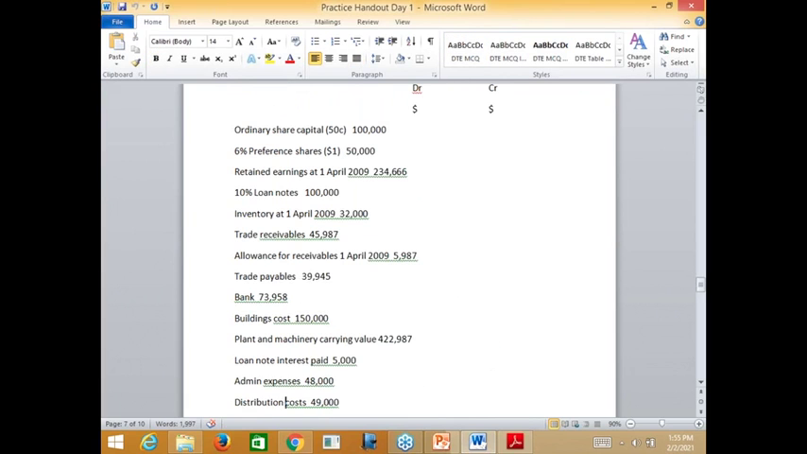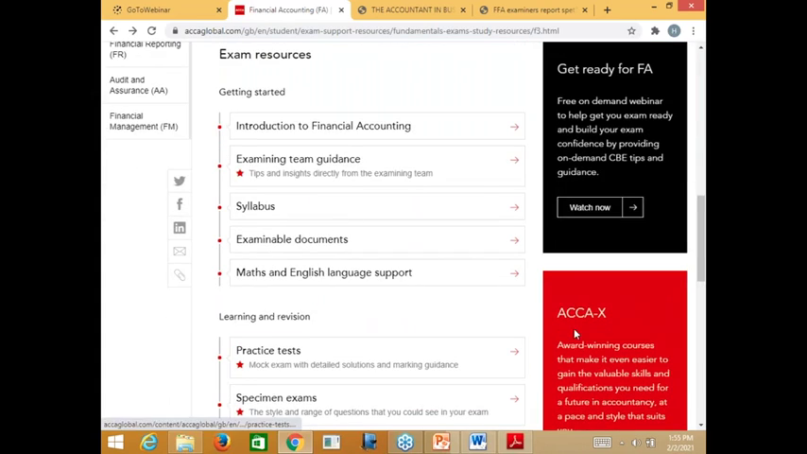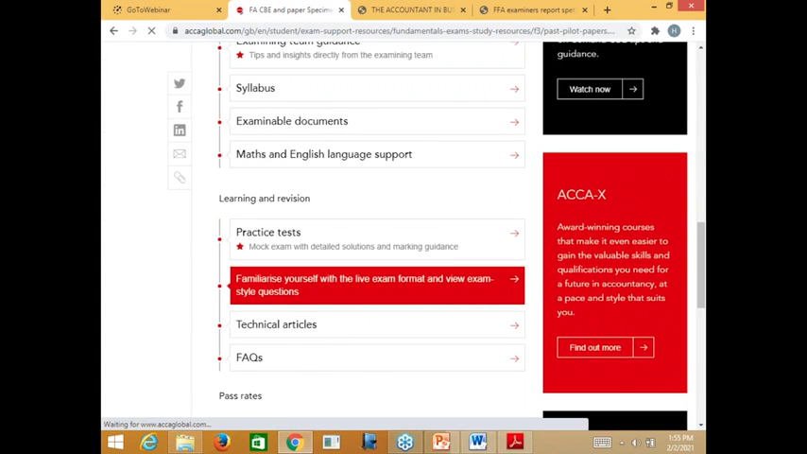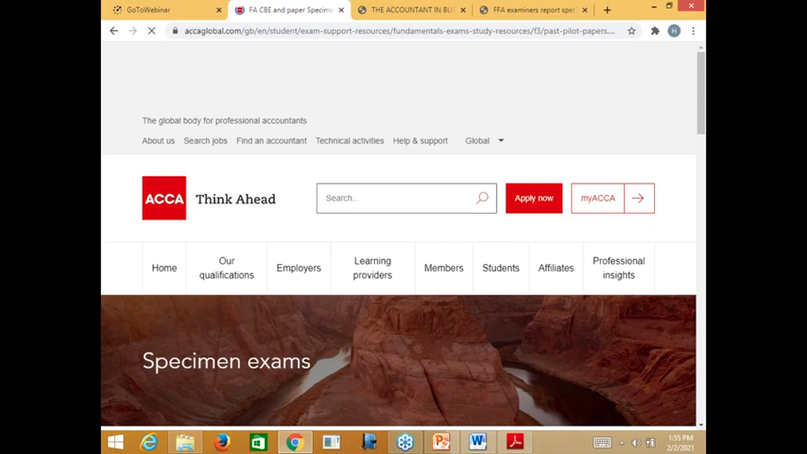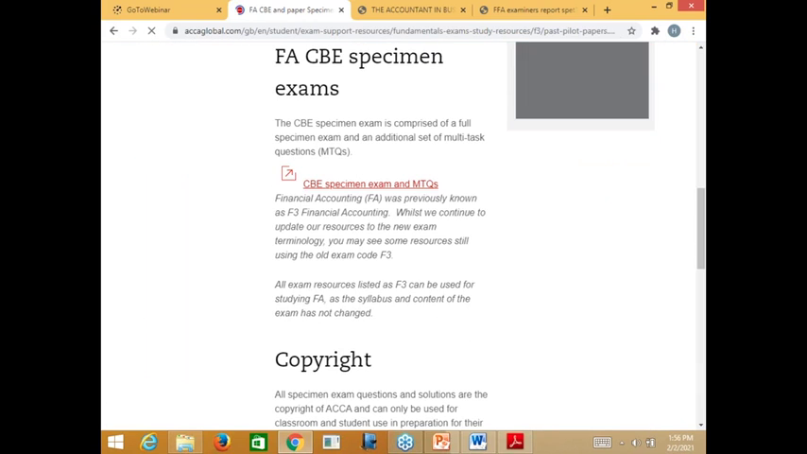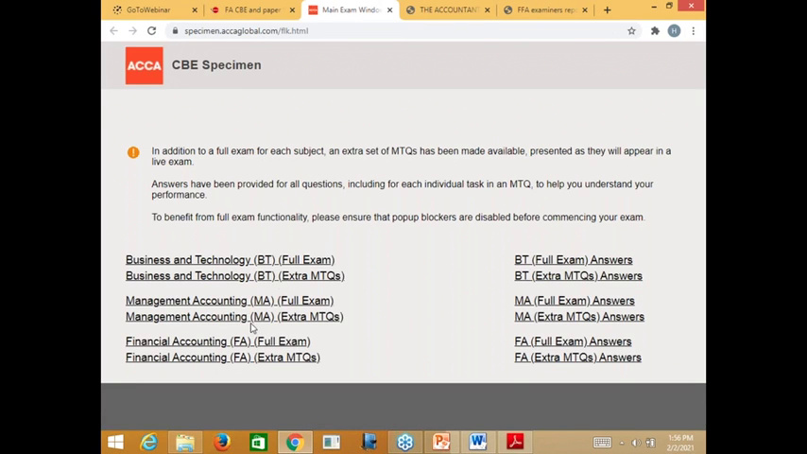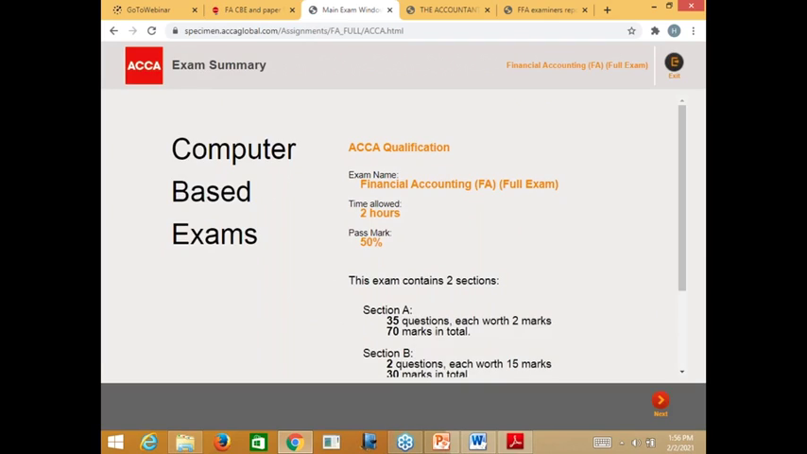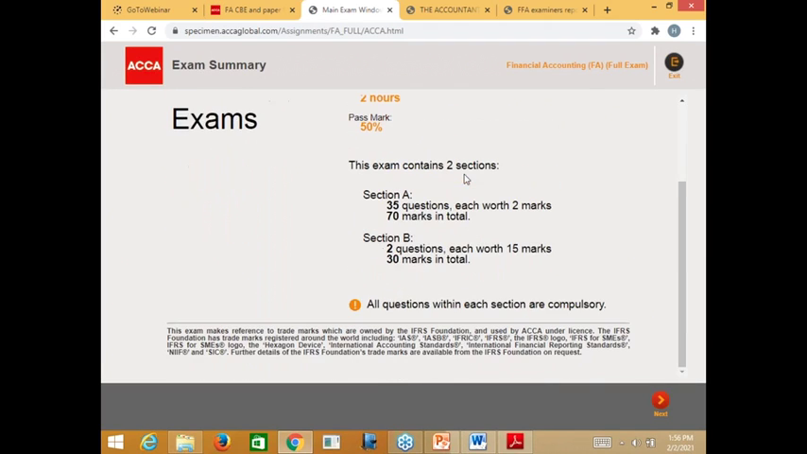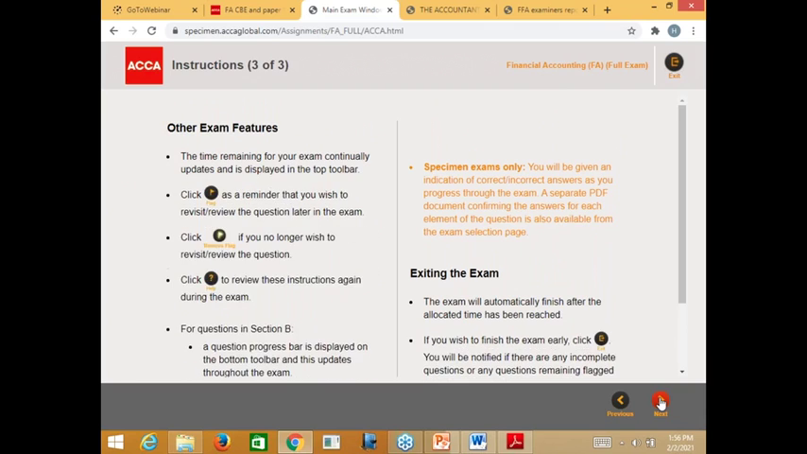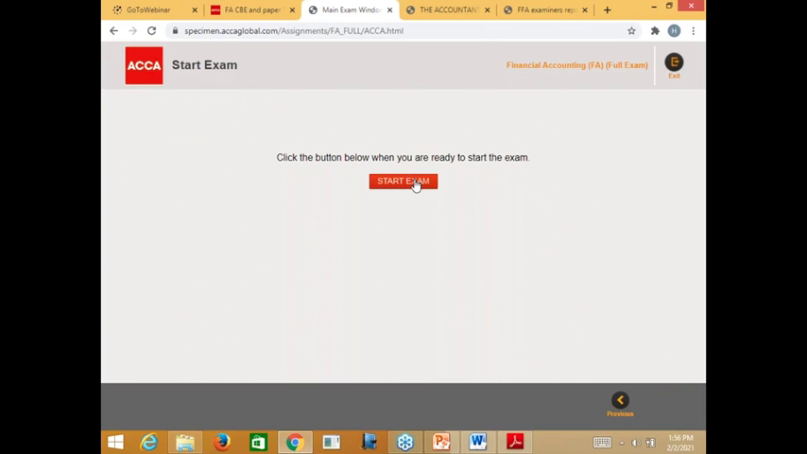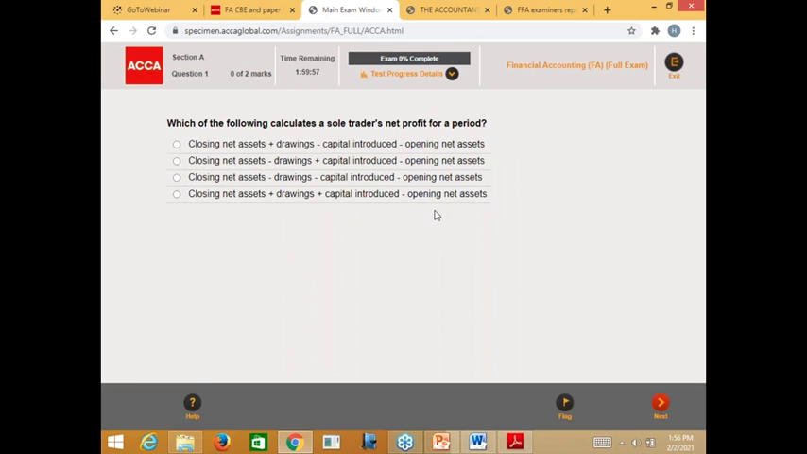So the style of the question which I wanted to mention here, when we go to the specimen exam area, you can see the style of the question. This is the full specimen exam. It's available here. This is the initial screen of the examination, and these are some rules and regulations. Then we can start the question. This is the first question. Now you can see the format of the question.